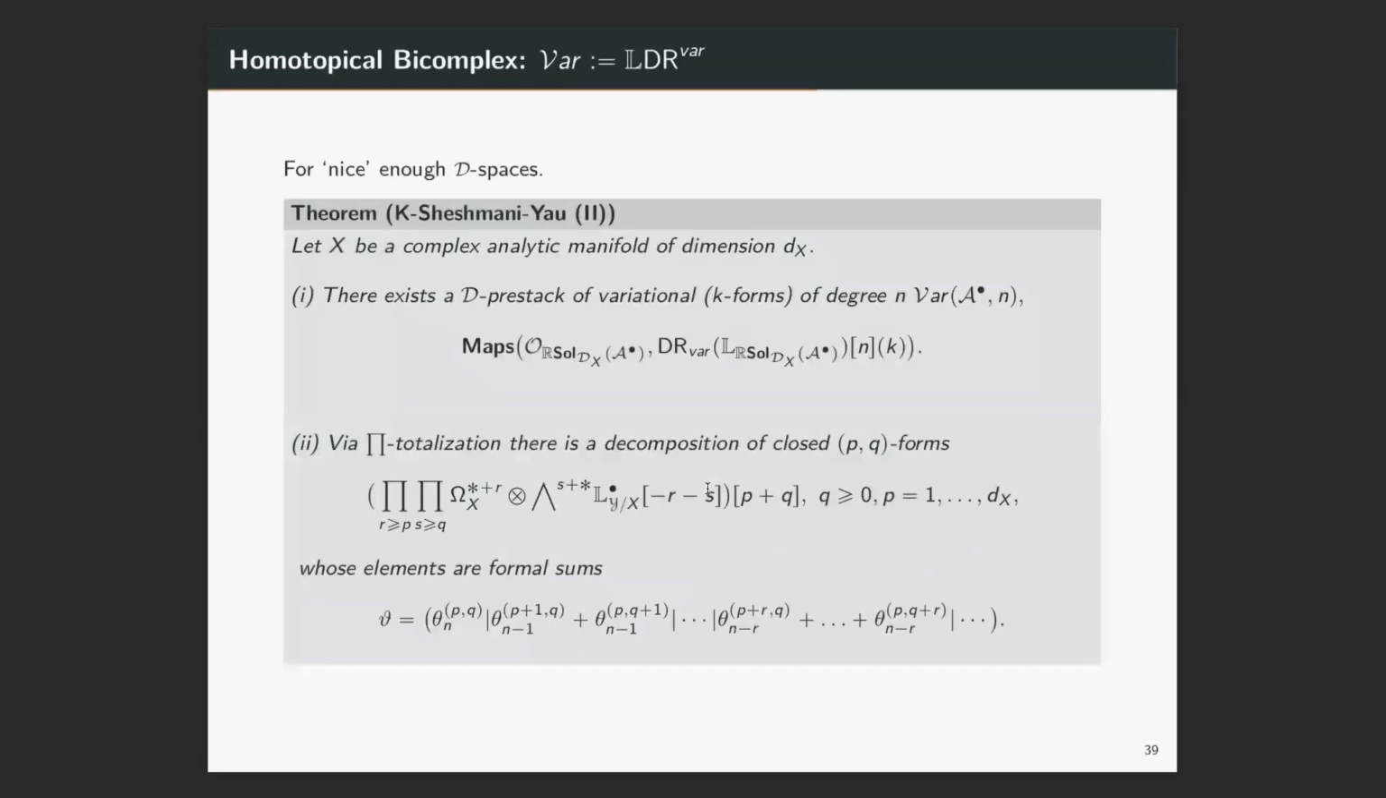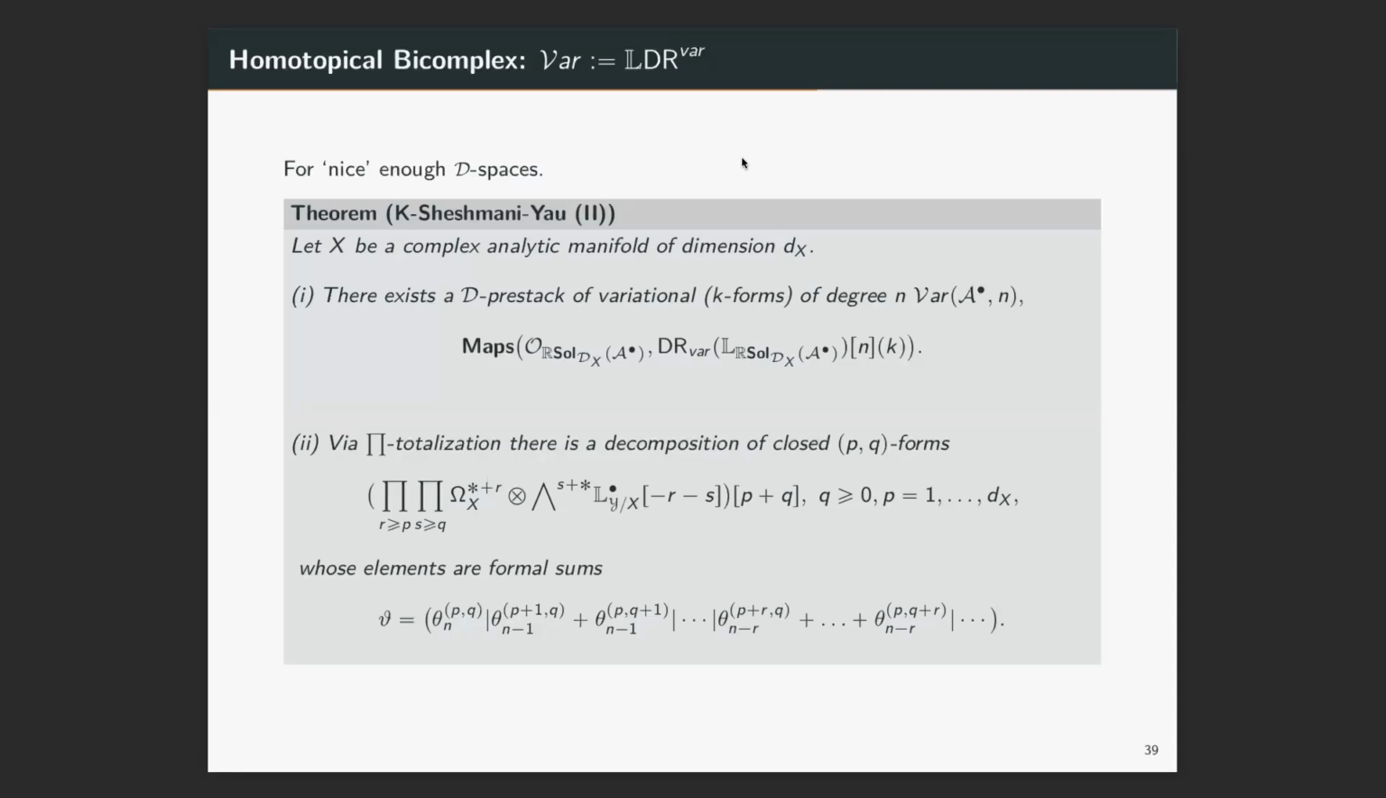So here I'm going to now start to instill the terminology of nice. So for nice enough D spaces, and derived D spaces, I mean here, you can indeed form the derived version of the variational bicomplex that we saw. So I'll say, this is 2/3 of one of the theorems in our second paper. So again, this is something smooth. It's a finite dimensional dx.